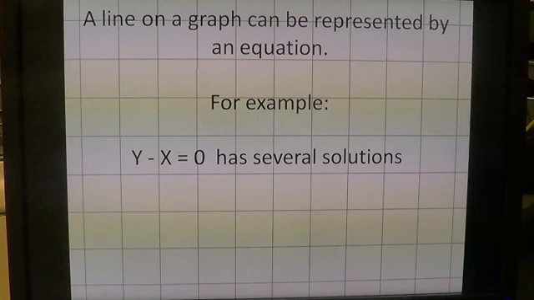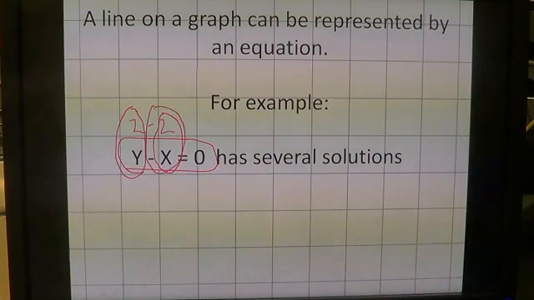A line on a graph can be represented by an equation. For example, we can have y minus x equals 0, and you can think of an uncountable number of things that we could insert in there to equal 0. So I could have 2 minus 2 equals 0, and it just goes on forever and ever. And then we could plot those. Here's our x, so we could plot the x as 2 and the y as 2, or negative 2, excuse me. And so we could plot that, and we would still wind up with 0.